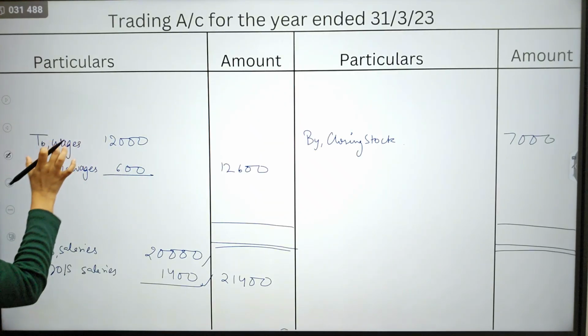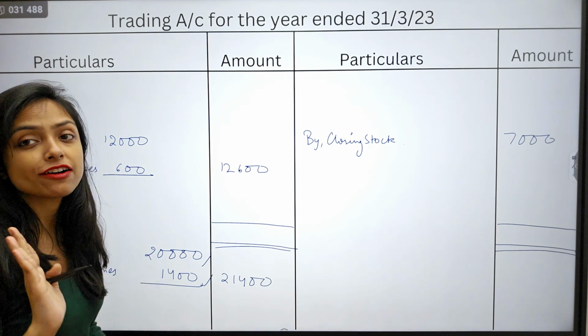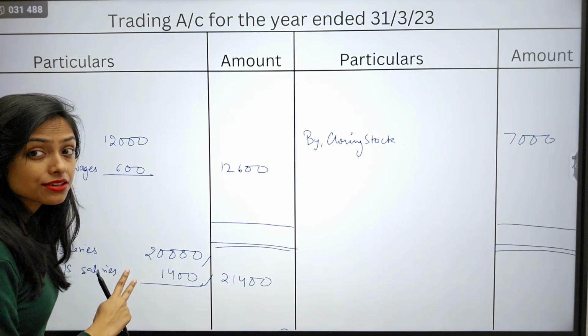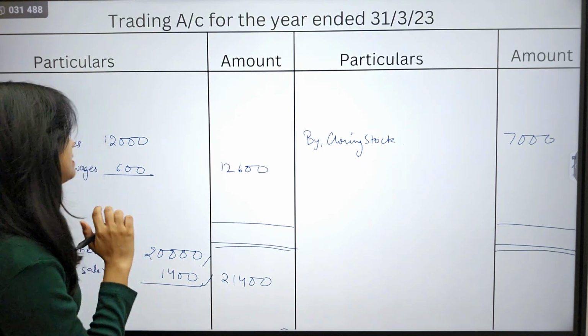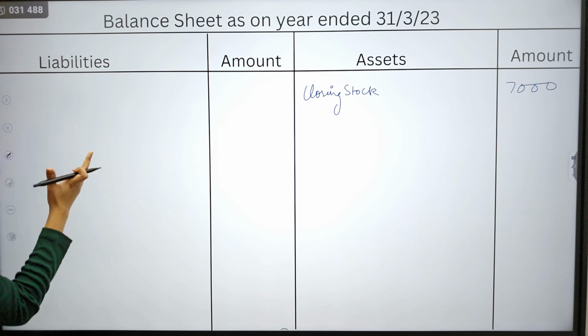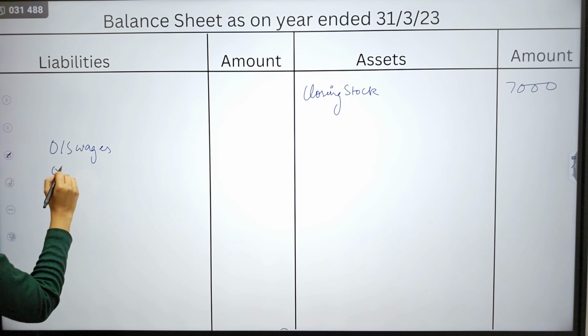Now we have adjusted this at one place. We have adjusted outstanding wages in the trading account and outstanding salaries in the PL account. So at one place they have been adjusted. But I told you this is given outside the trial balance. So we are going to adjust it at least two places. So the second place will be in the balance sheet.